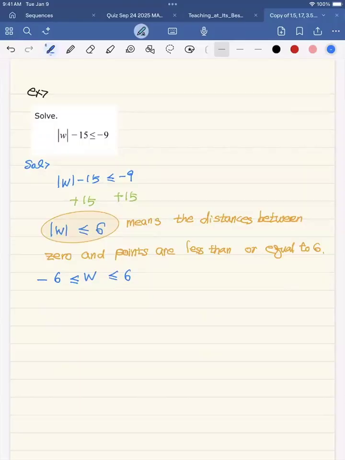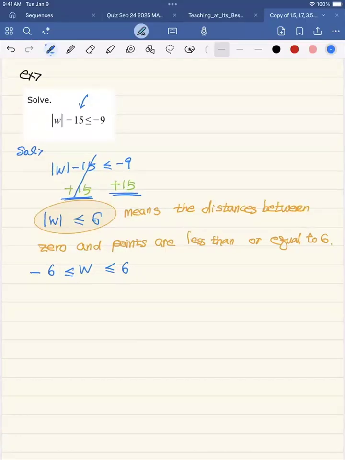We have another absolute value related inequality. Absolute value of w minus 15 is less than or equal to negative 9. We want to get the absolute value of w by itself on the left side. So we want to remove negative 15 on the left side. So we add 15 on both sides. Then these two will cancel each other. And the left side will have absolute value of w less than or equal to 6.